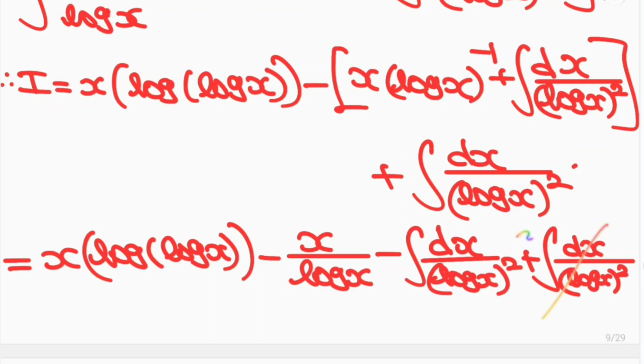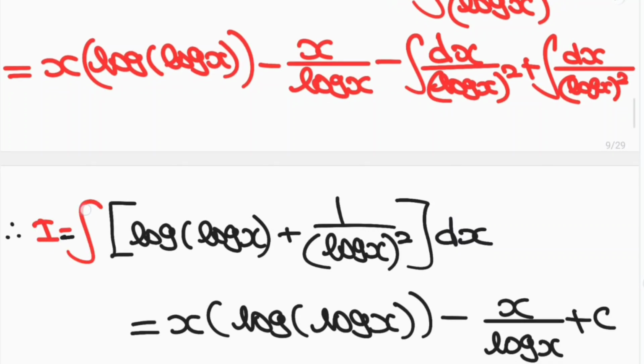And this term and this term both are same, so they get cancelled and you are remained with the first two terms. So your I is nothing but integral of log x plus 1 by log x square, dx, which is equal to x by log x, so இதை தான் நம்ம ஃபைண்ட் பண்ணியிருக்கோம்.